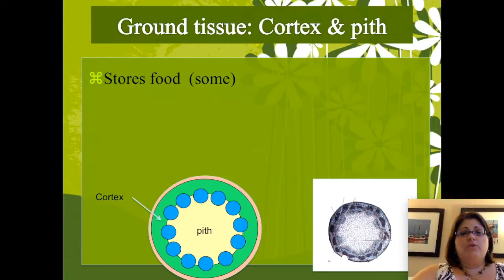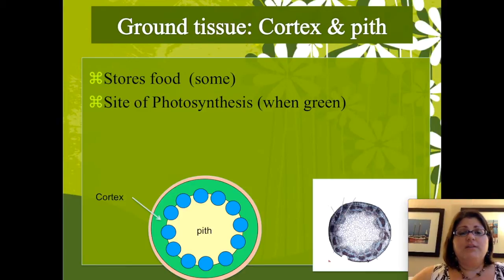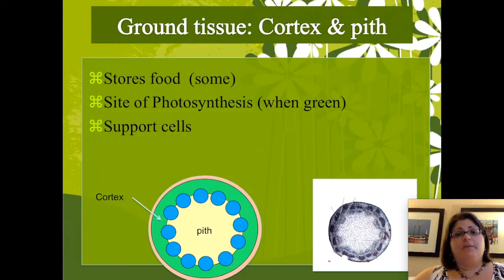So those two parts collectively have a number of functions. Some plants have ground tissue that helps store food. Some plants, especially those that are herbaceous, have ground tissue that help do photosynthesis. But almost all plants have ground tissue whose job is to help support the rest of the plant.